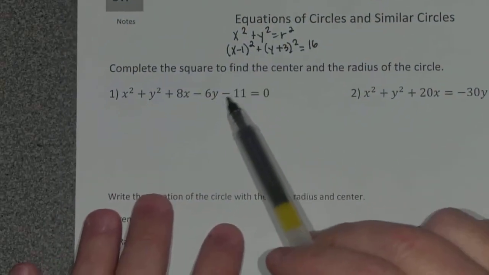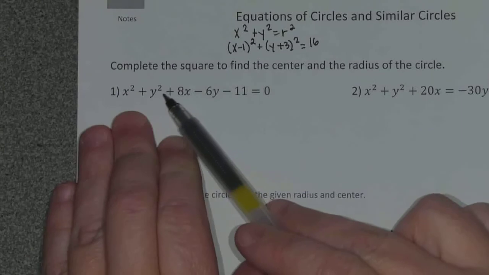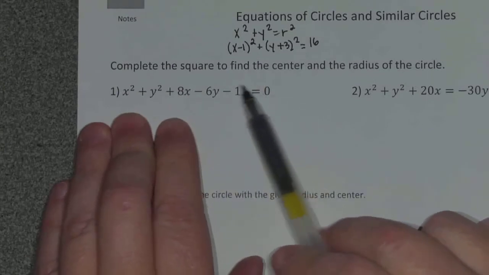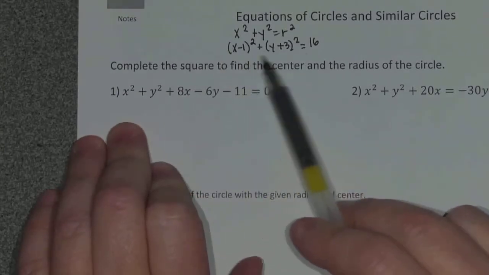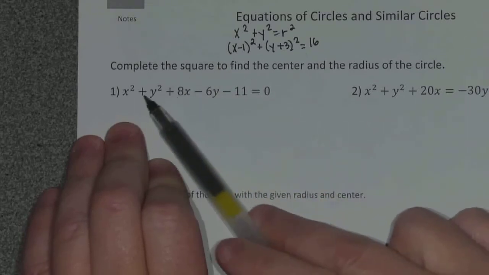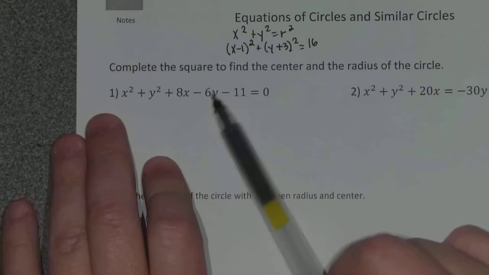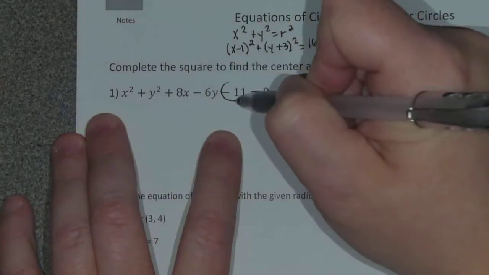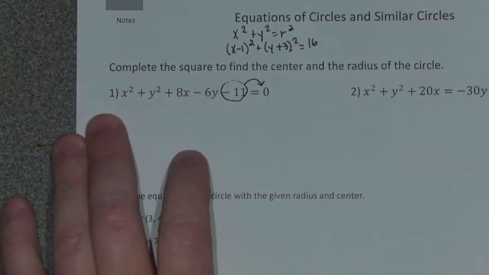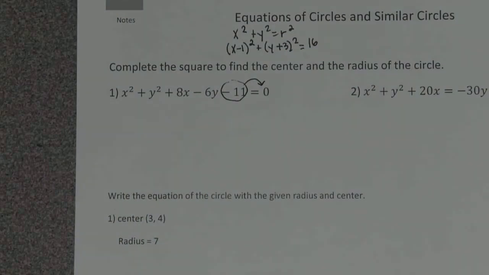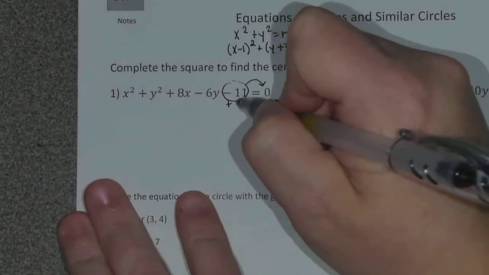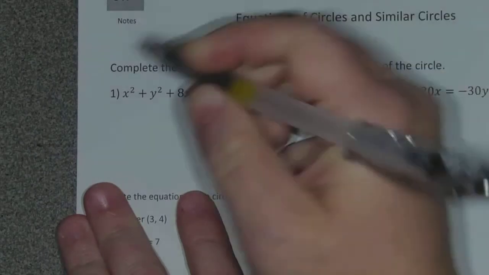So today what I'm going to show you how to do is change it from this form, where it's all messed up and messy, to this nice form where we can find the center and radius of the circle. So what I want to do first of all is get the constant number over to the other side all by itself. Okay, so I'm going to add that 11 to the other side of the equation.